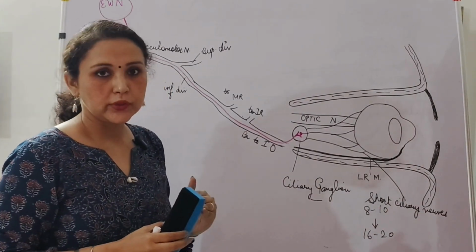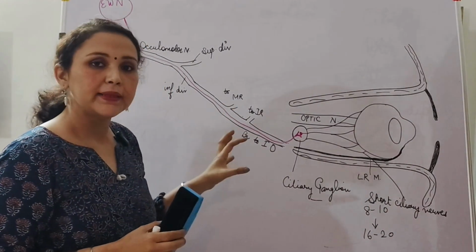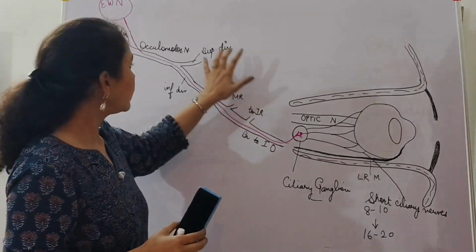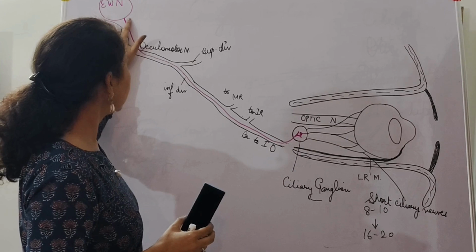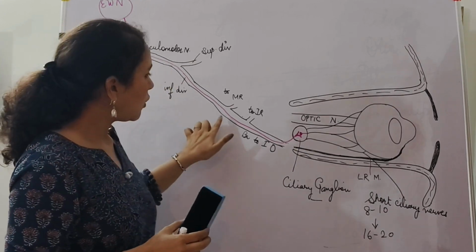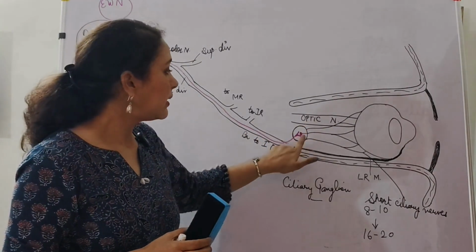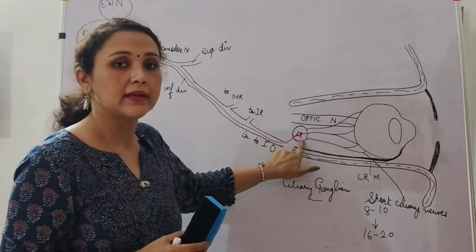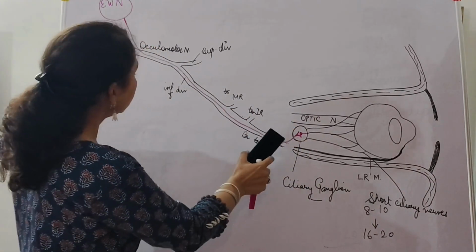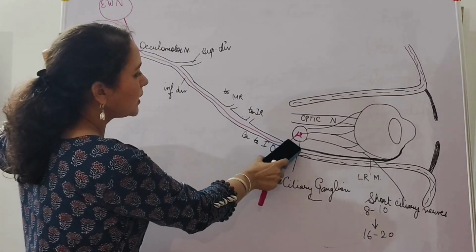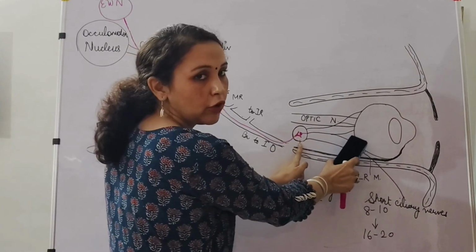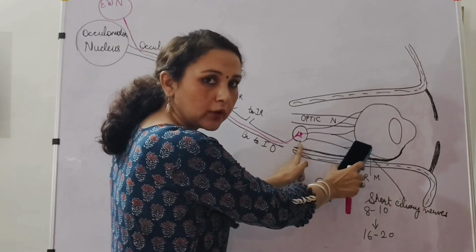Now the next root, that is the sympathetic root. For the parasympathetic, you should know from where the preganglionic fibers are arising, along which nerve they are going through. Another very important point, relay is occurring in the ciliary ganglion. So as you can notice, the preganglionic component is very long, the postganglionic component is very short.